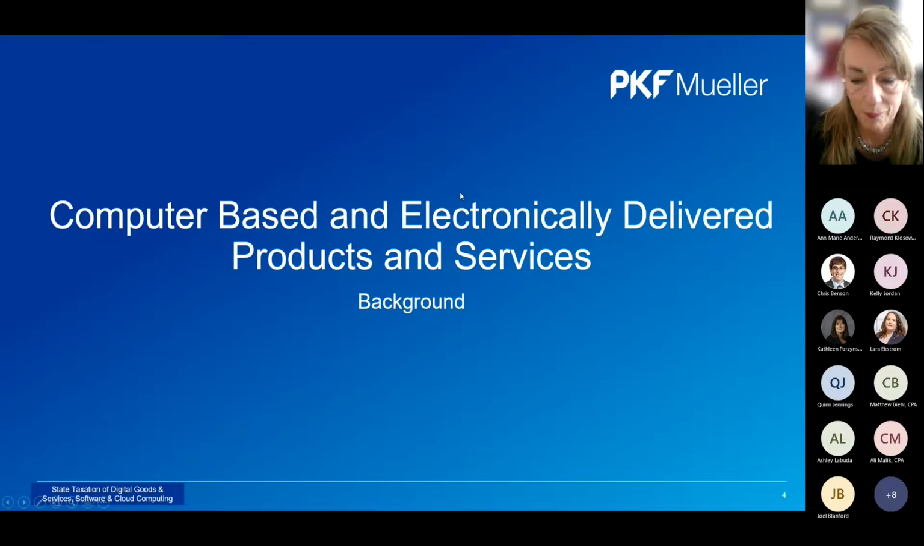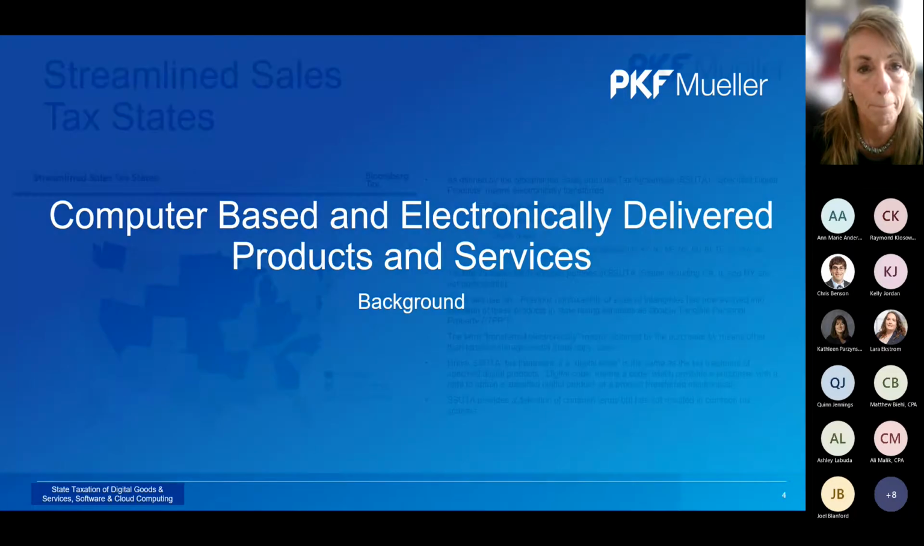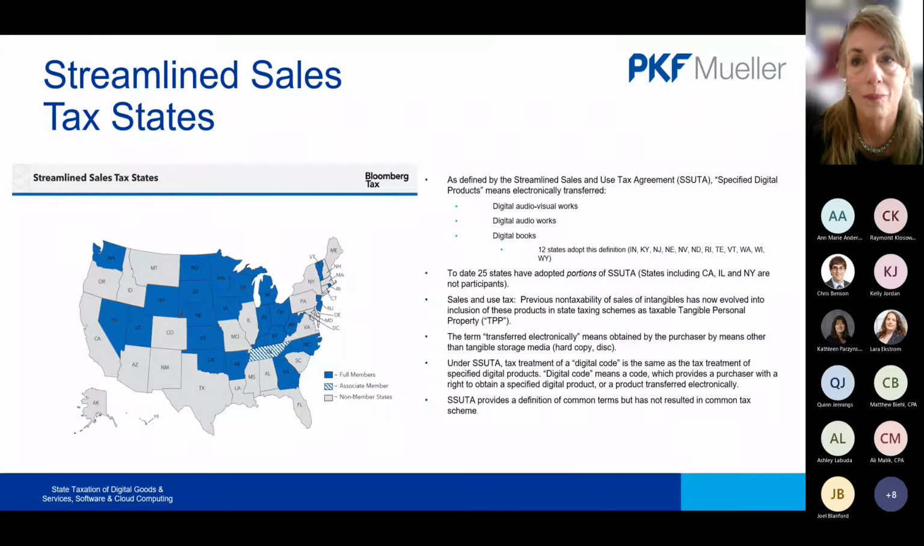First, we're going to talk about computer-based electronically delivered products and services. We'll define a lot of them. First and foremost, we want to talk about the Streamlined Sales and Use Tax Agreement across a lot of states. 25 states are members of this, and being a member of the SSUTA doesn't necessarily mean you're required to adopt a lot of the definitions, but a lot of these states do treat certain taxations or sales taxes very similarly.